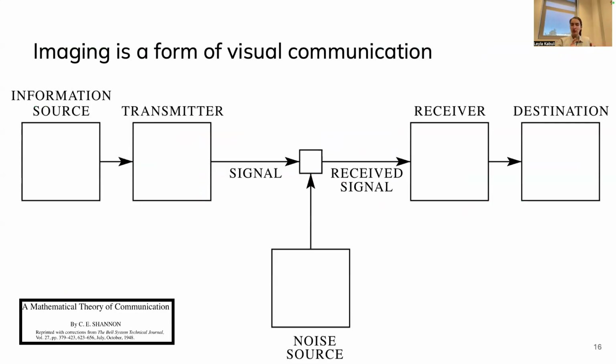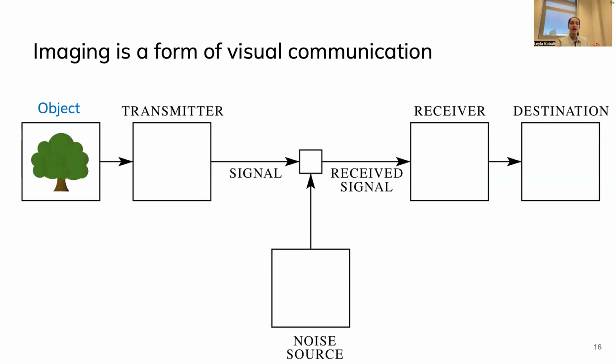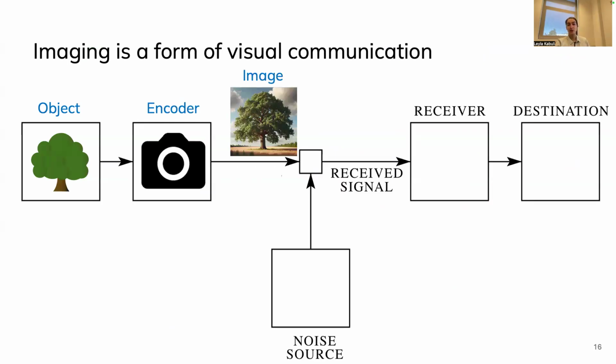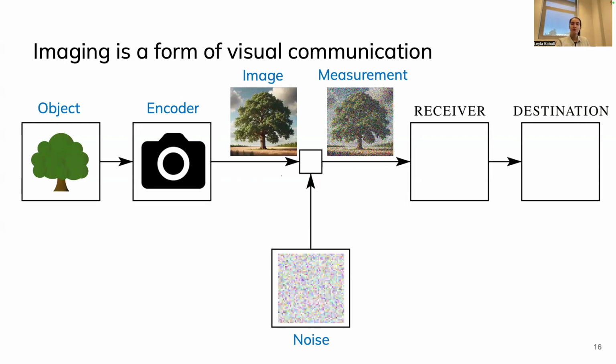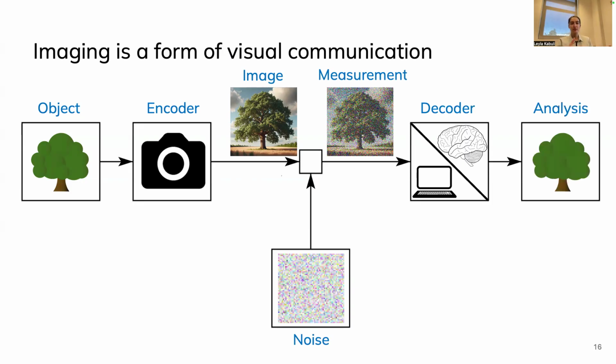So that's the intuition for communication systems and information theory, but let's see how imaging can fit into this communication model as well. So our source is going to be an object, and we're going to use an imaging system to encode that object into an image. When we record it on our detector, we're going to receive a noisy measurement of this image that includes some detection noise. We then take this measurement and we either interpret it with our brain or process it with a computer in order to yield some kind of an insight or analysis about our object.